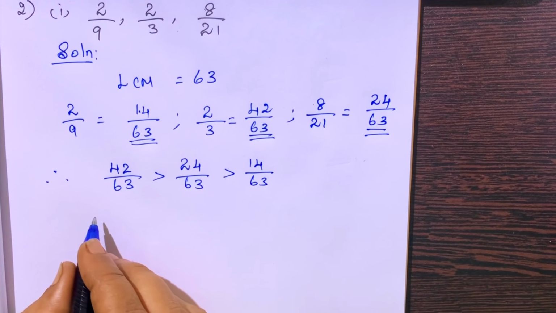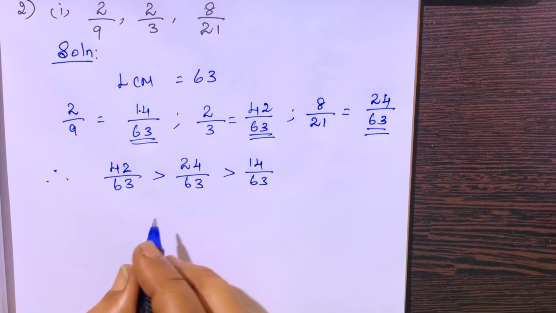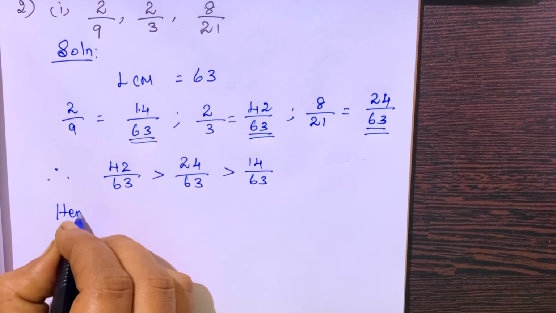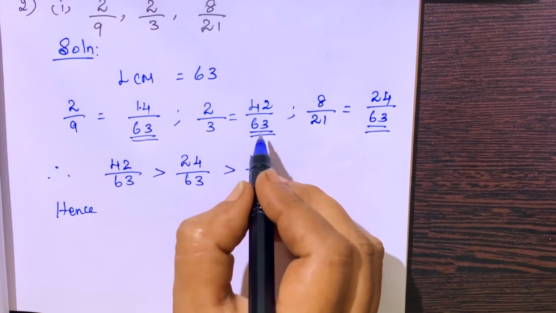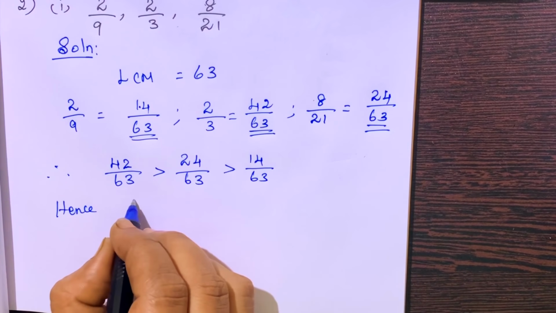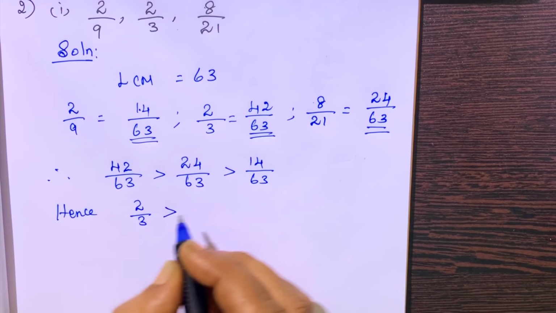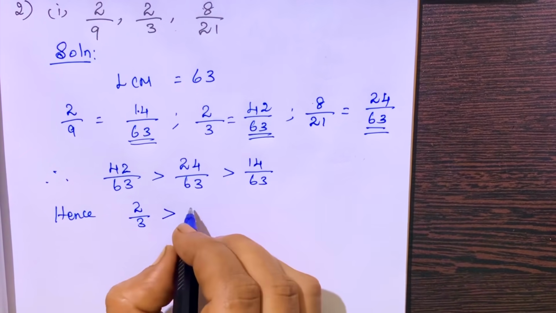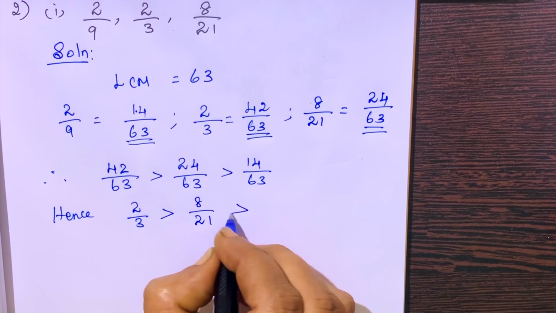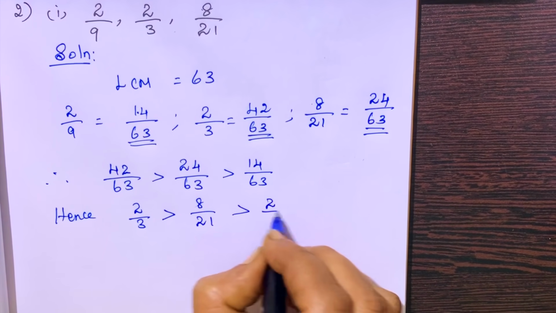You cannot stop like this. You have to write the original numbers. Hence, 42 by 63 means the original number 2 by 3. So 2 by 3 is greater than 8 by 21, which is greater than 2 by 9.